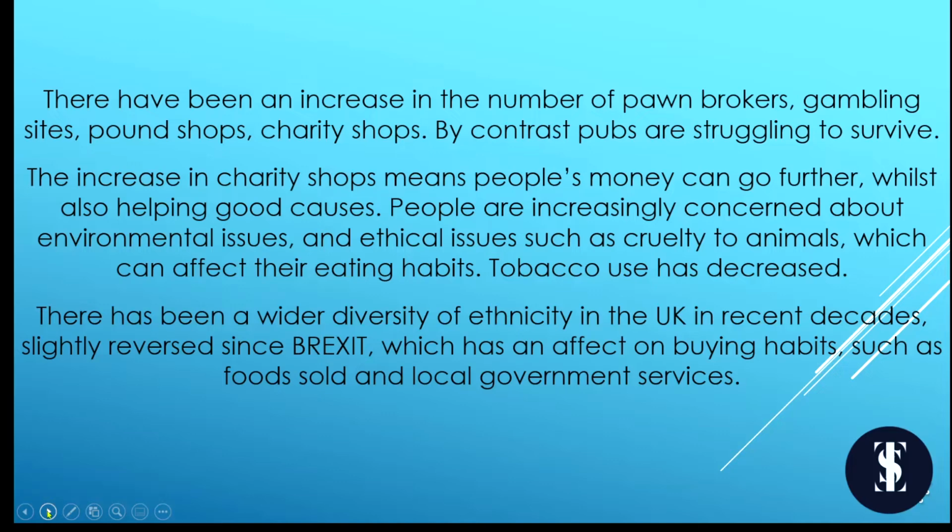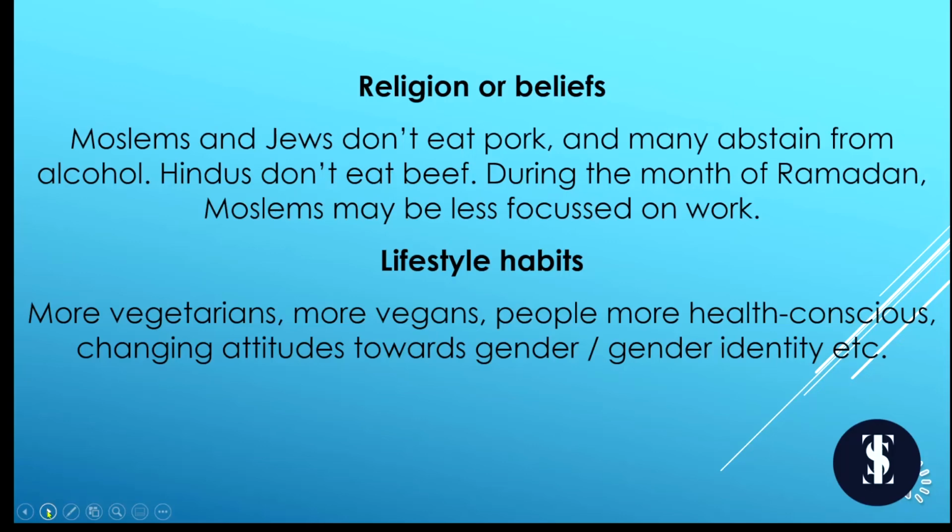There's a wider diversity of ethnicity in the UK in recent decades, reversed a bit since Brexit, and this affects buying habits, so food we buy, and local government services. Religion or beliefs. So Muslims and Jews do not eat pork, and many abstain from alcohol. Hindus don't eat beef. During the month of Ramadan, Muslims may be less focused on work.